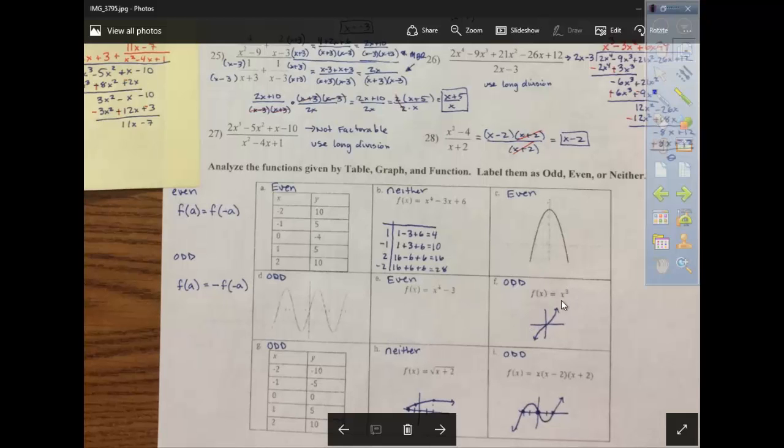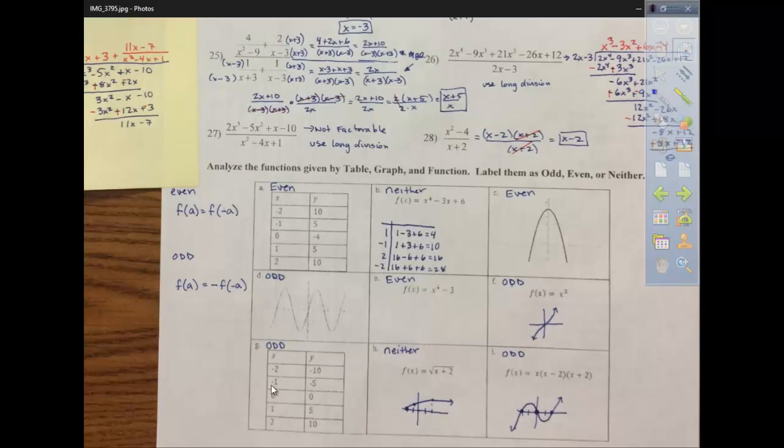Odd exponent, which means it's going to be an odd function. And then this one, looking at the t-table, we see that at -1 it's -5, and then at +1 it's +5. So when the x values are opposites, the y values are also opposites. So that means that this is odd. This one is a neither.